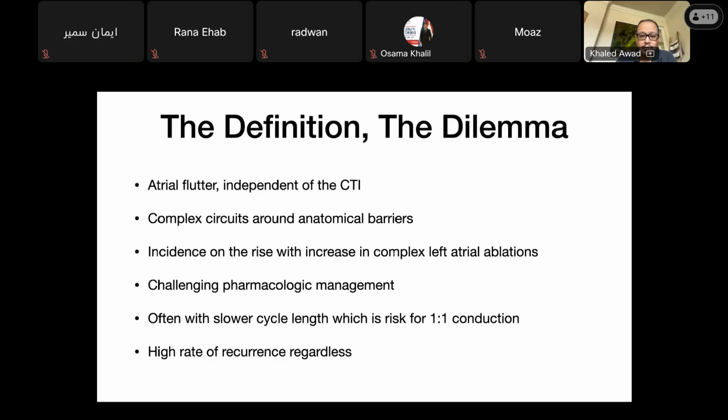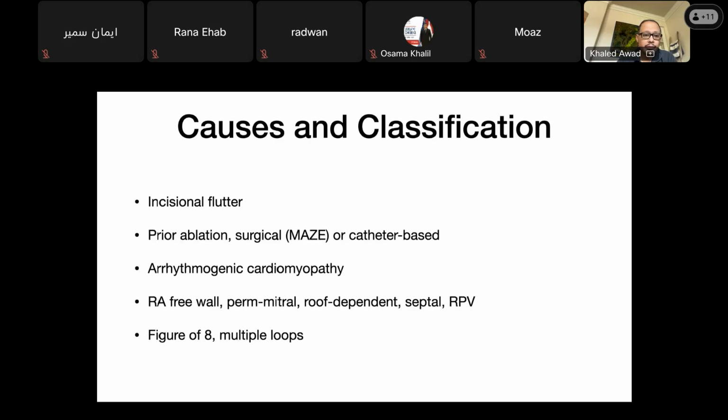Now, regardless of what we do with those, the risk of recurrence is high, especially if we do not address other potential substrate at the time of ablation. But this is a complex clinical syndrome. Now, what makes them happen?